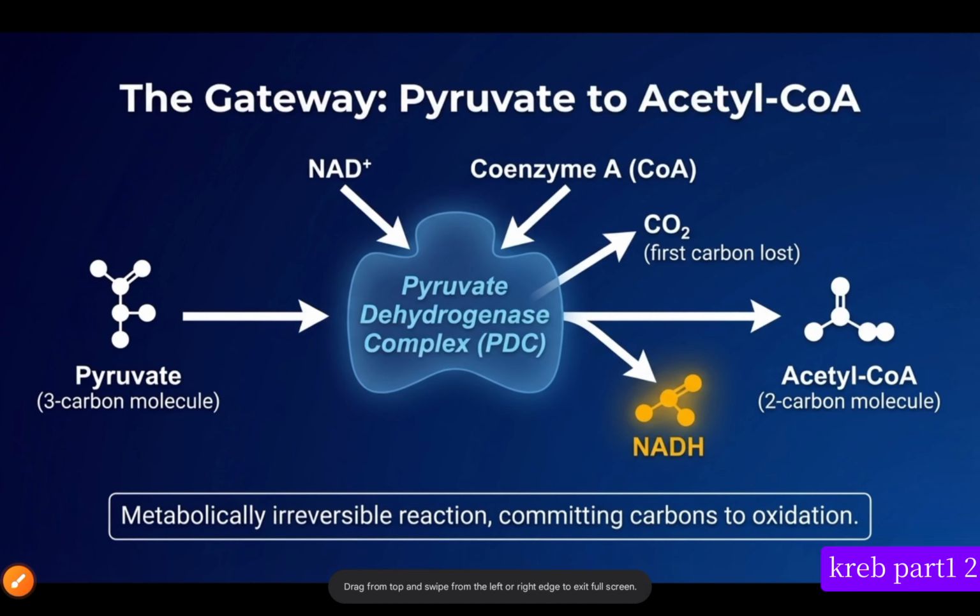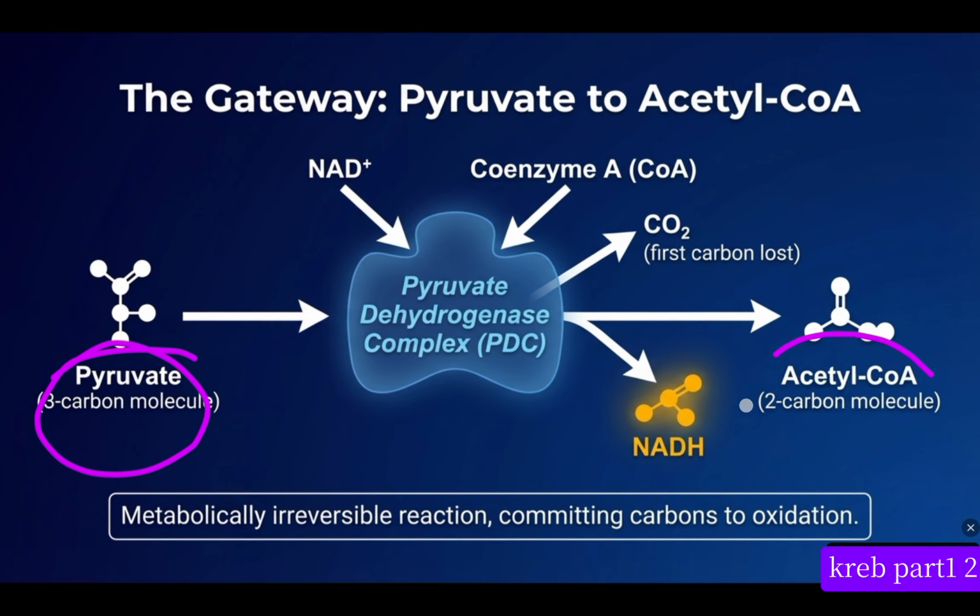Let's recap pyruvate metabolism in aerobic respiration. In pyruvate metabolism, pyruvate, which is a 3-carbon molecule in aerobic respiration, is converted to what? Acetyl-CoA, which is now a 2-carbon molecule, by an enzyme known as pyruvate dehydrogenase complex. So pyruvate dehydrogenase complex converts pyruvate to acetyl-CoA.